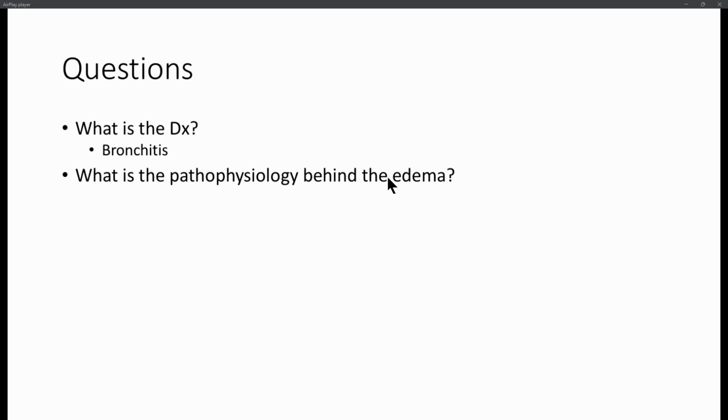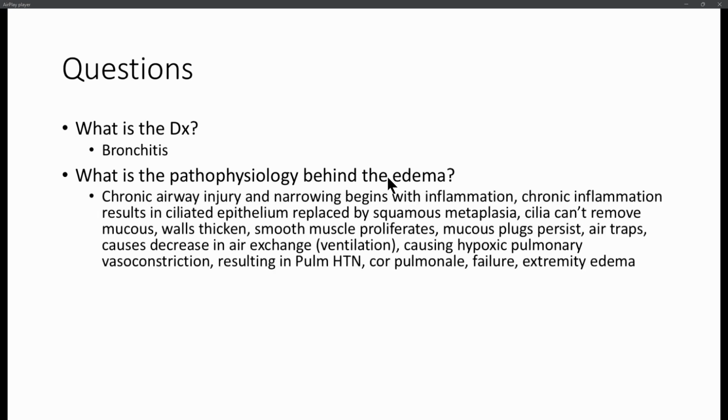And what is going on with the edema? Chronic airway injury, narrowing, has inflammation. Remember, the ciliated epithelium are replaced by the squamous one. Can't remove the mucus. Walls thicken. Smooth muscle proliferates. Mucus plugs are there, causing air to get stuck in the lungs. It can't let it get out. That's the obstruction. Causes decrease in air exchange, causing the end result, this hypoxic pulmonary vasoconstriction.